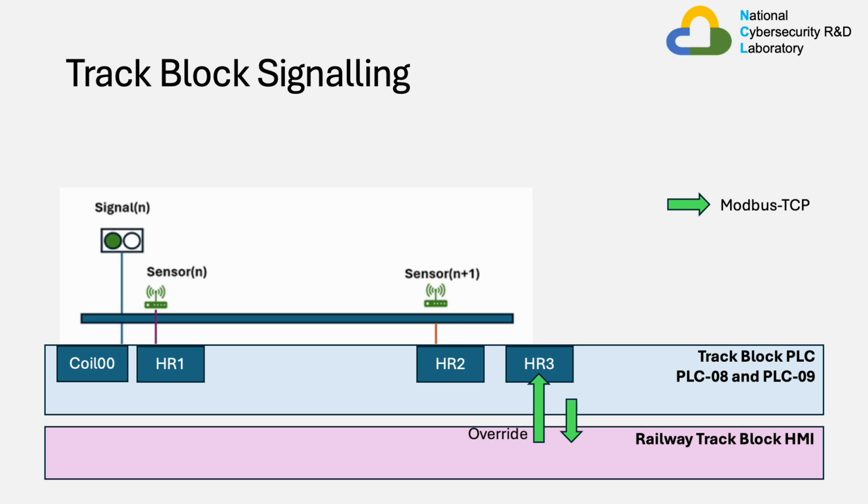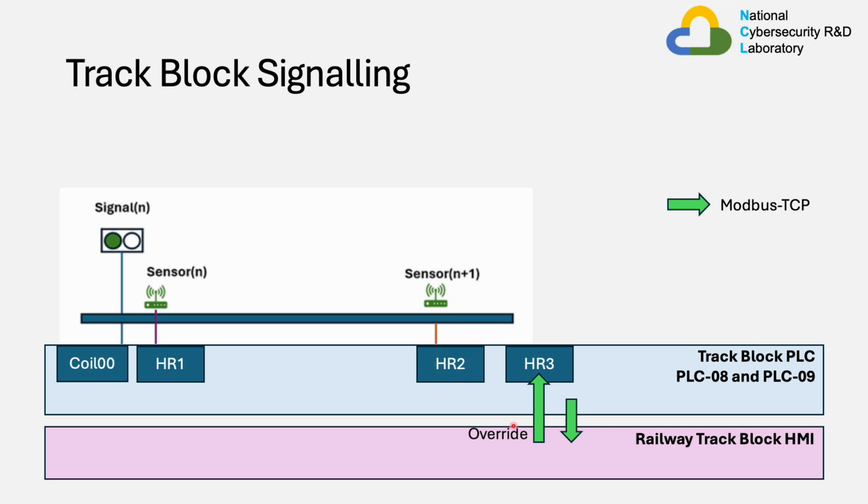Now that we know what it looks like in the physical real-world simulator example, let's look at track block signaling in general. We have the signal N, the sensor N, and the sensor N plus 1. When a train is passing by sensor N, its state is sent to the track block control PLC's holding register 1. Sensor N plus 1 state is also sent to holding register 2.